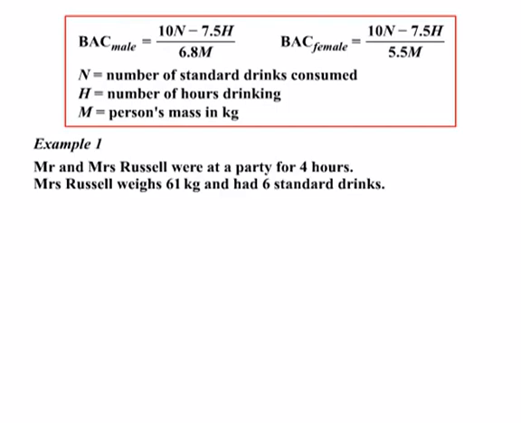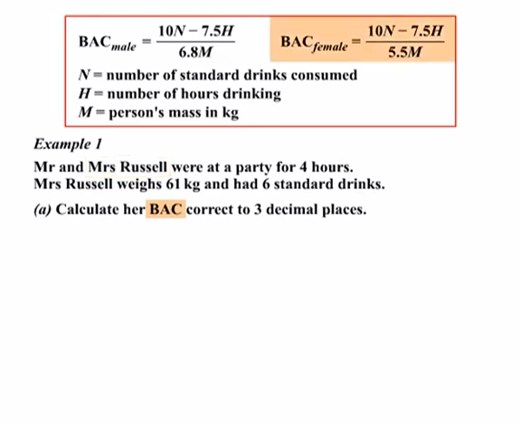So number one, we're told that Mr. and Mrs. Russell were at a party for 4 hours. Mrs. Russell weighs 61 kilograms and had 6 standard drinks. Now for part A, we're asked to calculate her blood alcohol concentration correct to 3 decimal places. So let's see, we're obviously going to use one of our BAC formulae. Remember, we're working it out for Mrs. Russell though. So we'll use the BAC for a female formula here.